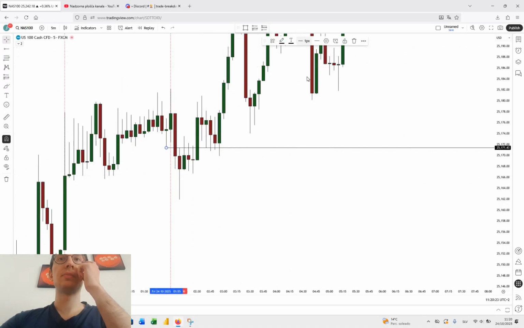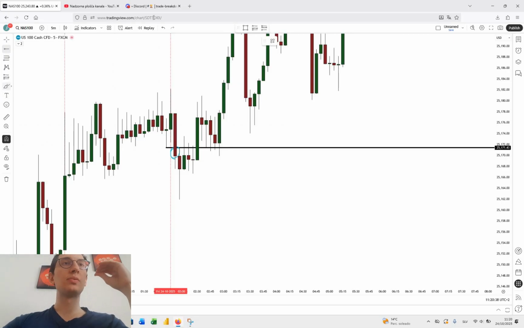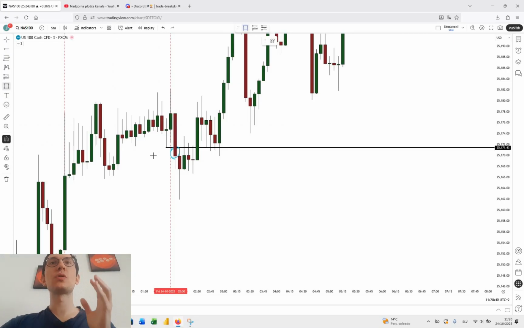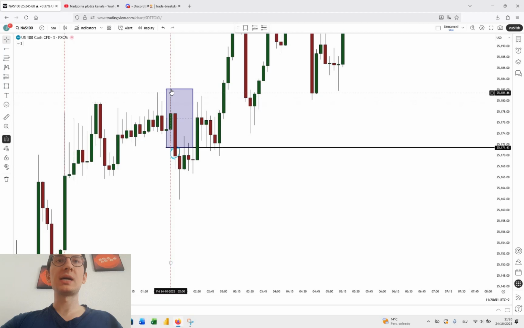Let me make this a little bit bigger. We closed with this candle here. So now this is a break of structure to the downside. So what was the last order block upwards before we broke structure to the downside? Look, those two candles, here to here, this was the order block. You see the last move up and then move down.